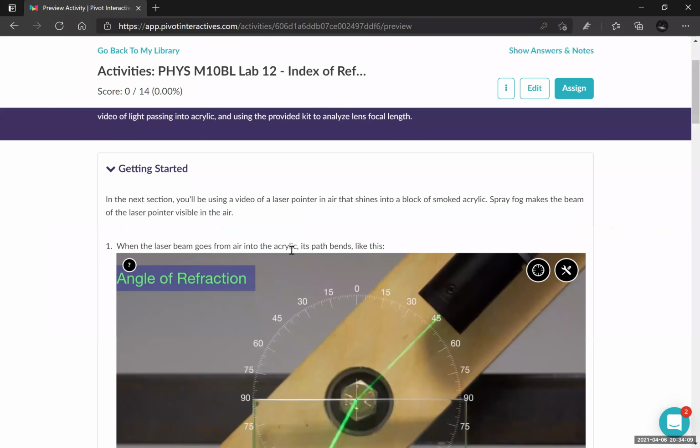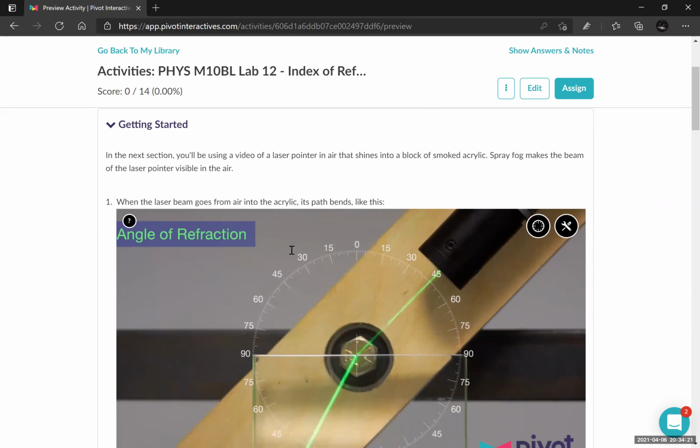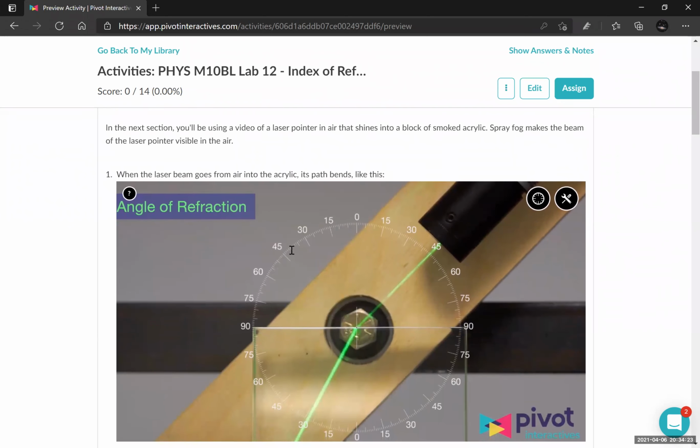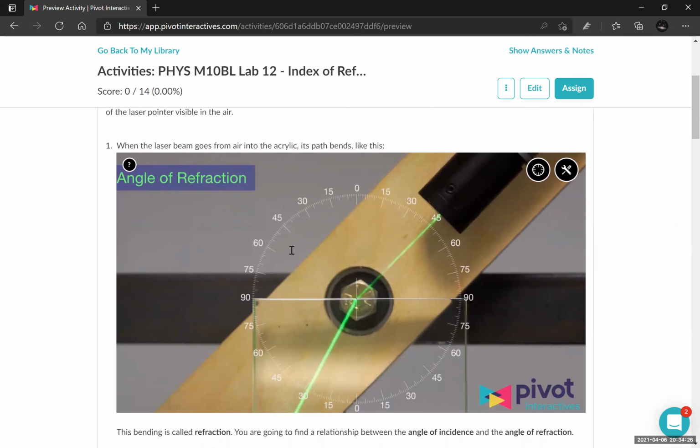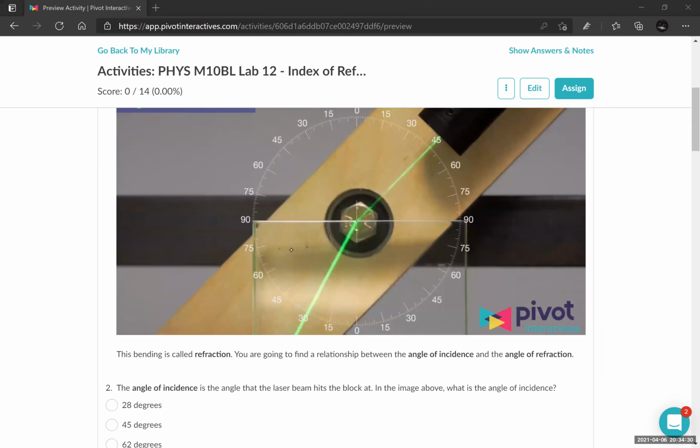Okay. Here's the experiment. You can see we have a video of light passing into acrylic glass, and using the provided kit to analyze lens focal, basically find the index of refraction of that. So here's the experimental setup. We have a laser, and our acrylic glass is this one over here. You can see, this is the acrylic glass.